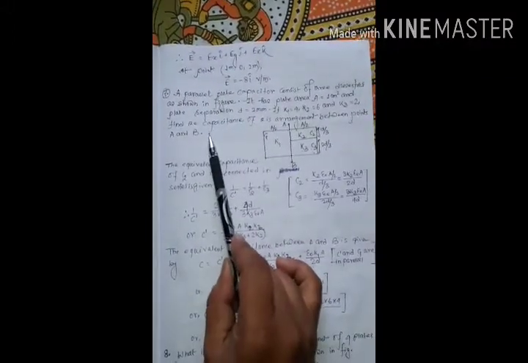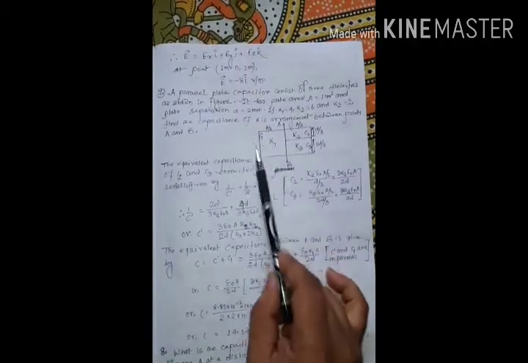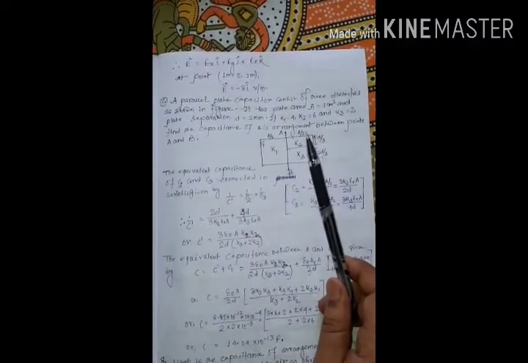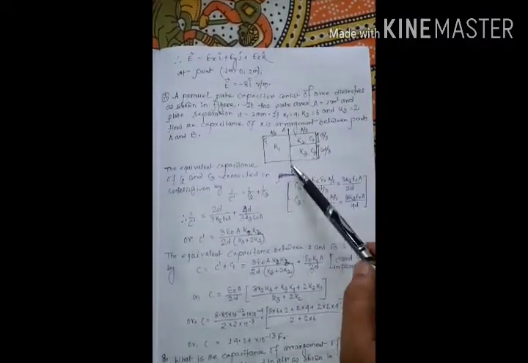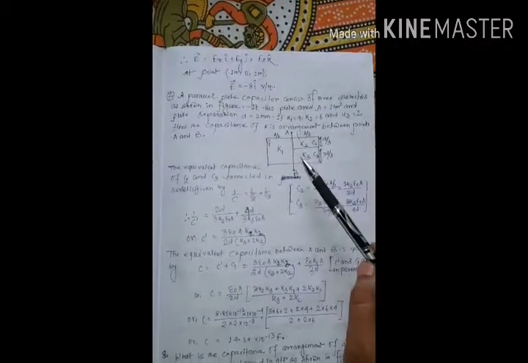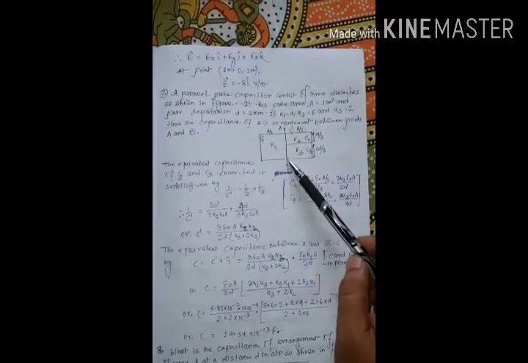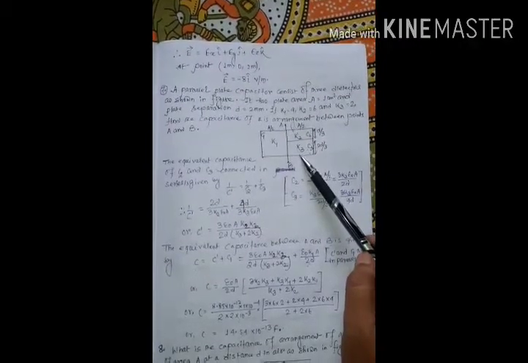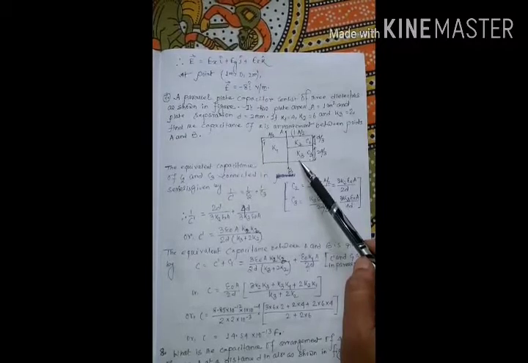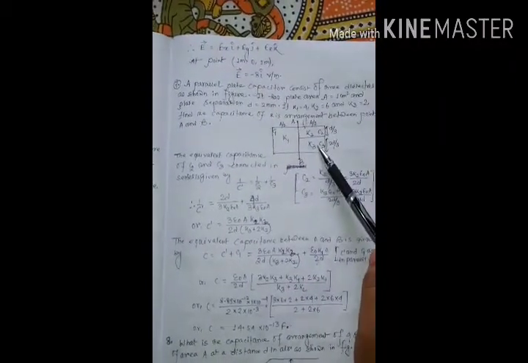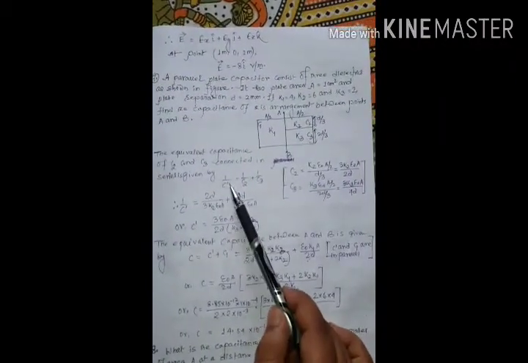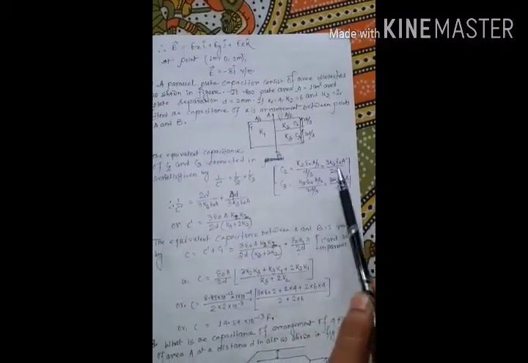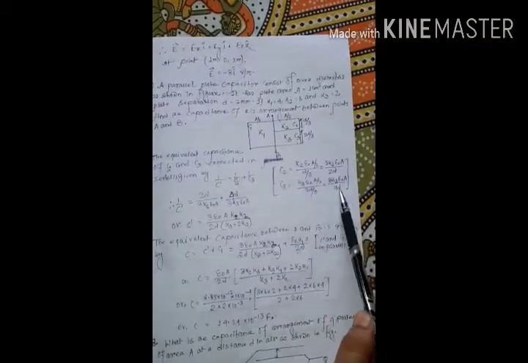and B. So for this type of arrangement you have to determine the equivalent capacitance between the points A and B. Now for this type of arrangement you just remember the capacitors C2 and C3 are connected in series. Therefore the equivalent capacitance of C2 and C3 is given by 1 by C dash equals 1 by C2 plus 1 by C3, where the C2 value is given over here, the C3 value is given over here.